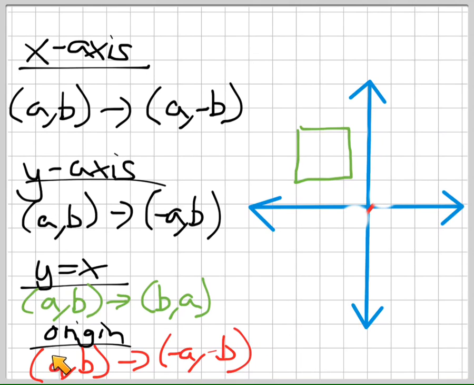So if the coordinates were at 2, 3, the new coordinates are at -2, -3. If the coordinates were at -3, -4, the coordinates are then at 3, 4. They both become their opposites. So these are the rules you need to know for reflections. Okay? These are going to be your 4 lines of reflections that I'll ask you to reflect over.